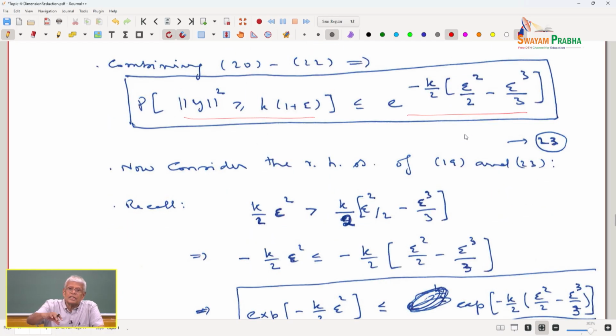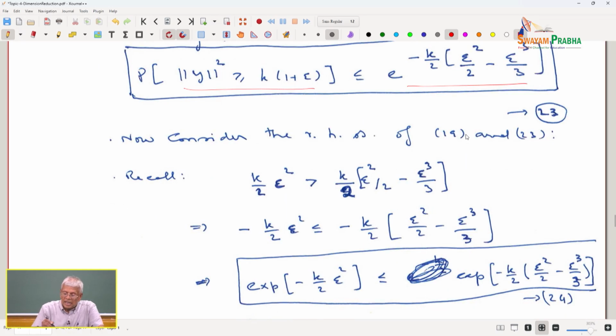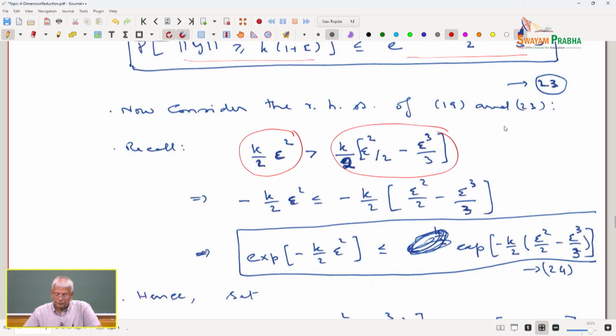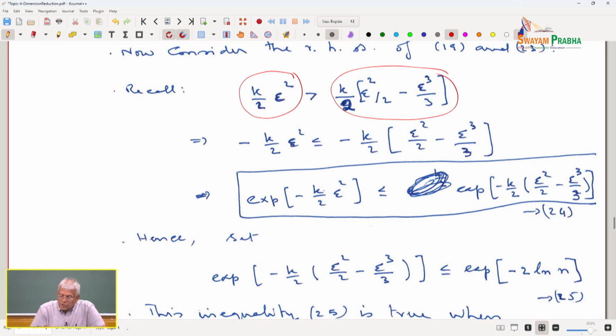Now, in 19, I got one inequality. In 23, I got another inequality. In 19, I got this exponent. In 23, I got this exponent. So I have two exponents. I want to find out which one dominates the other. So if this is greater than that, minus epsilon k by 2 epsilon square will be less than that. That means exponential minus k by 2 epsilon square will be less than that.